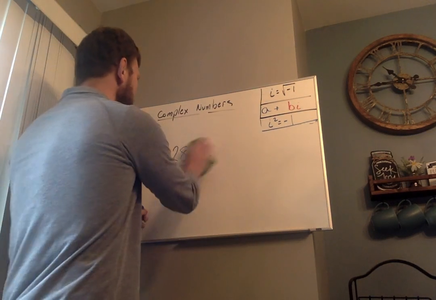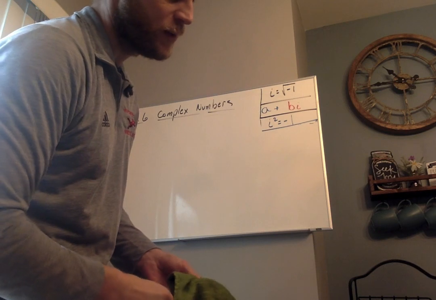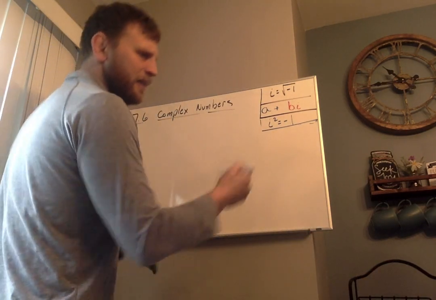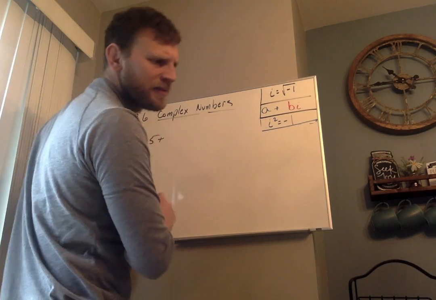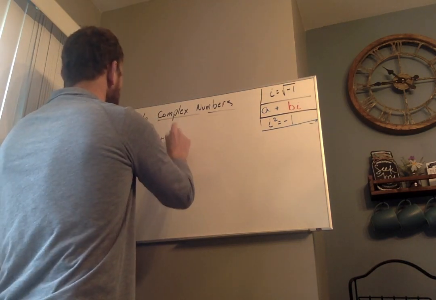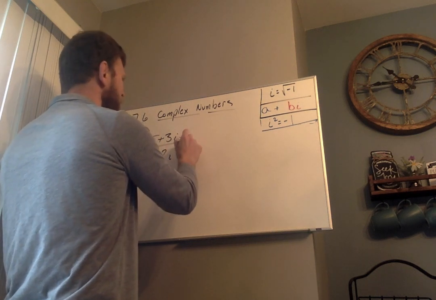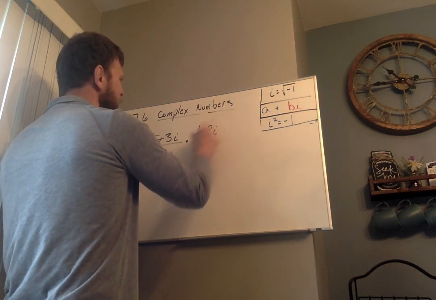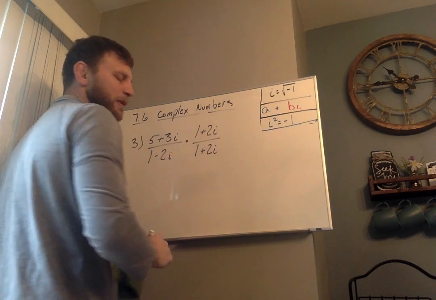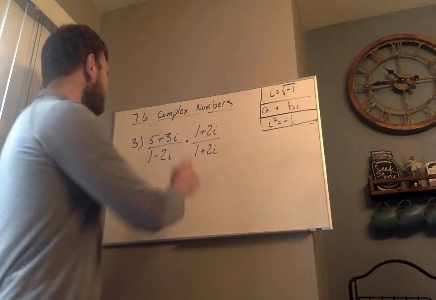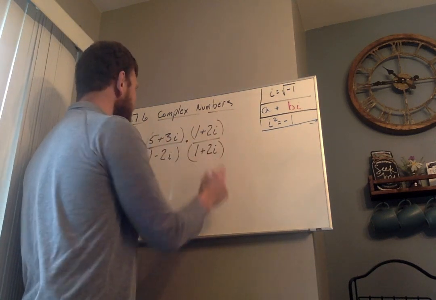Question number 3. Question number 3 says 5 plus 3i over 1 minus 2i. So I'm going to multiply by the conjugate of the denominator. So that's 1 plus 2i, and it's going to be over 1 plus 2i. So now I'm going to put these in parentheses to make my life a little bit easier.